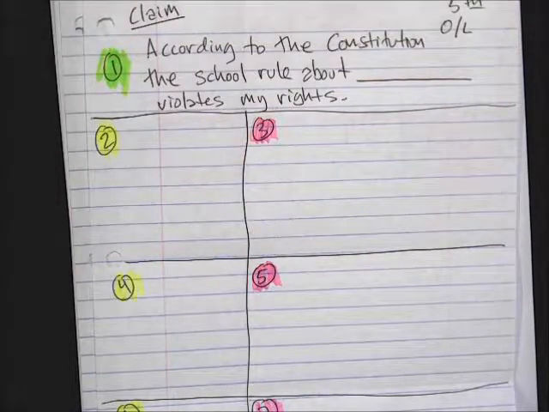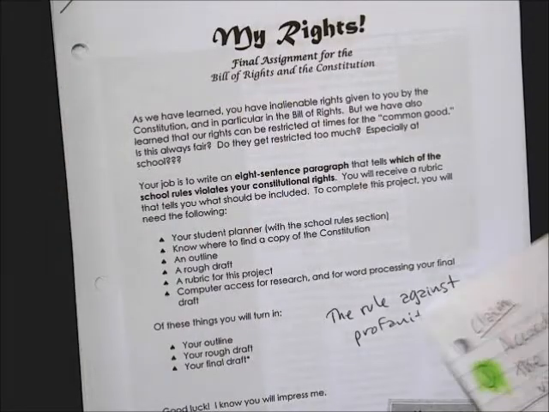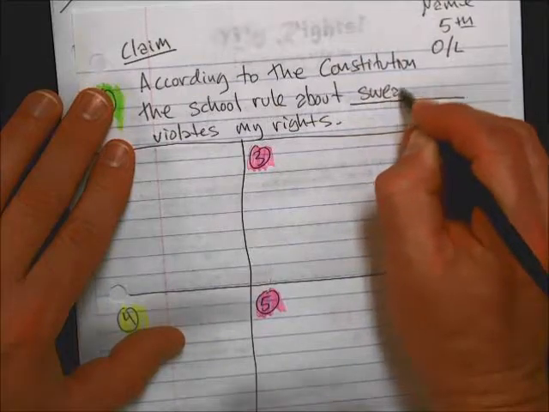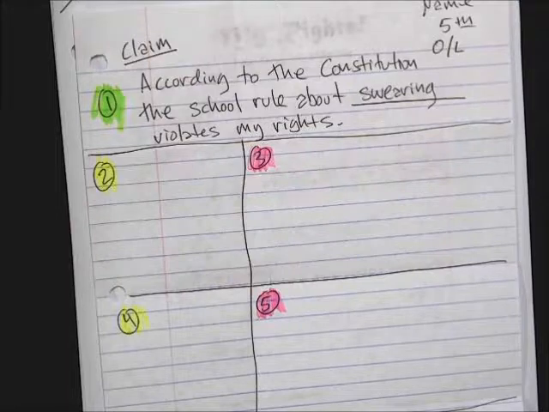So I've left that blank because we're not all choosing the same rule. By the way, if you say the school rule about dress code, that's kind of awkward. You would just say the school's dress code violates my rights. Now, what did I put on mine here? So the school rule against profanity, so I'll say profanity or swearing violates my rights.